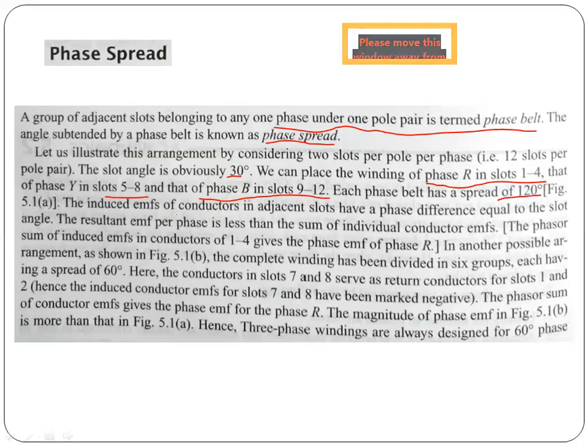The induced EMFs of conductors in adjacent slots have a phase difference equal to the slot angle. The resultant EMF per phase is less than the sum of individual conductor EMFs. The phasor sum of induced EMFs in conductors 1 to 4 gives the phase EMF of phase R.